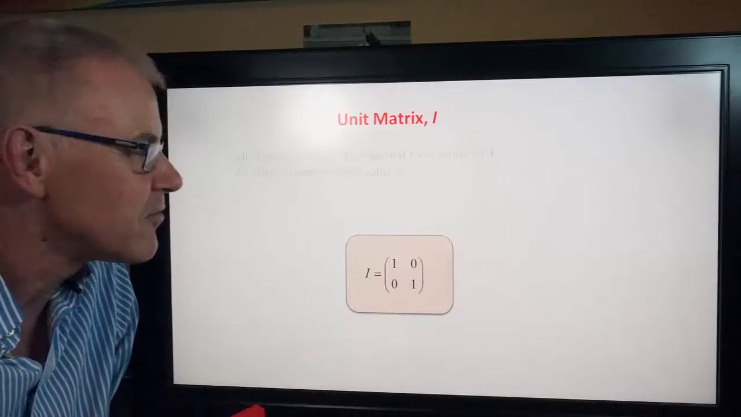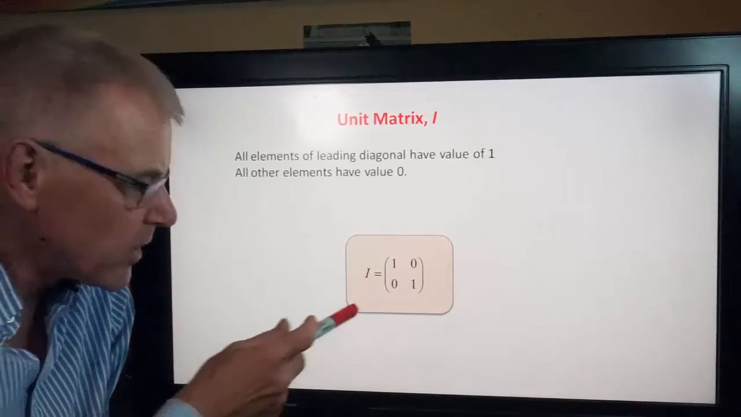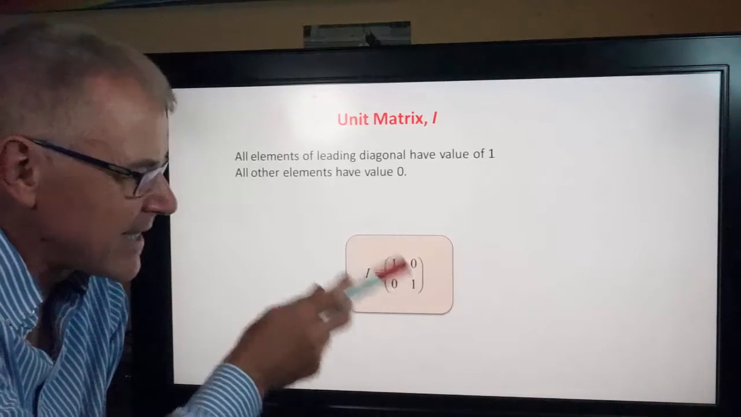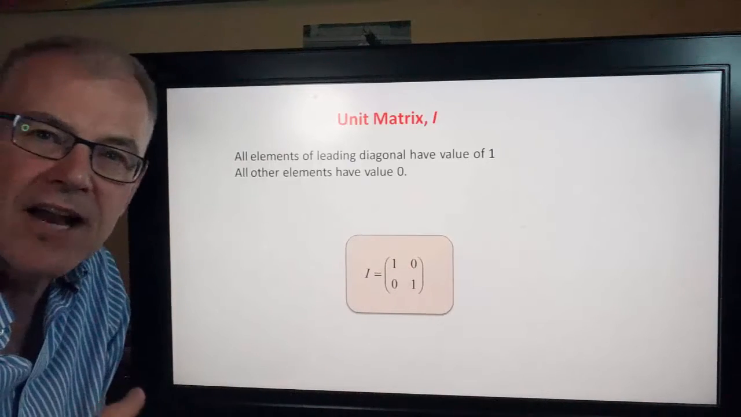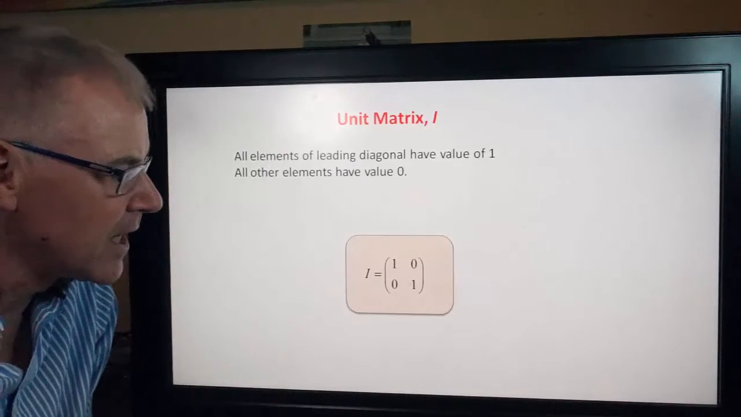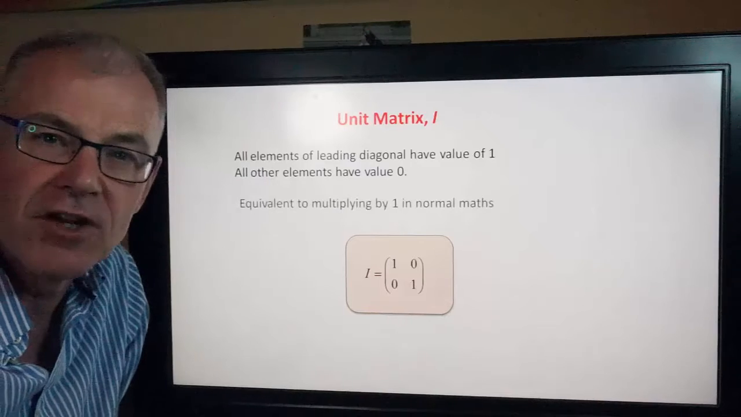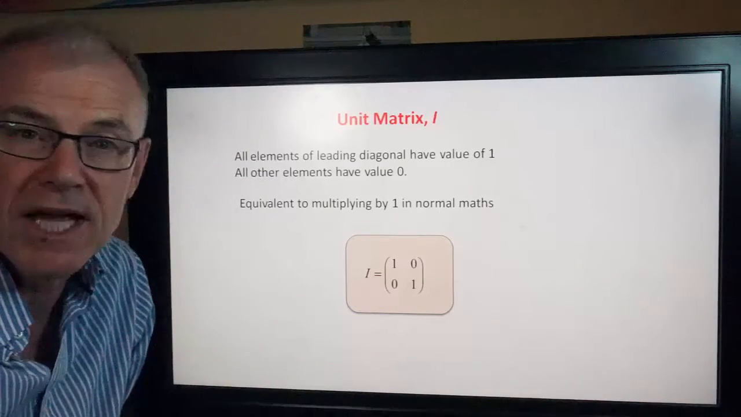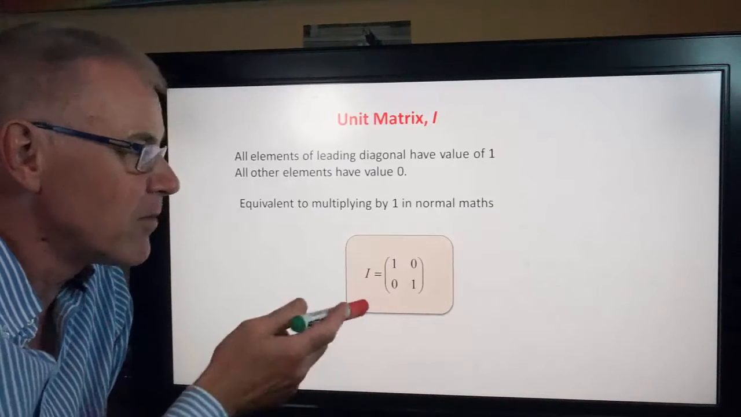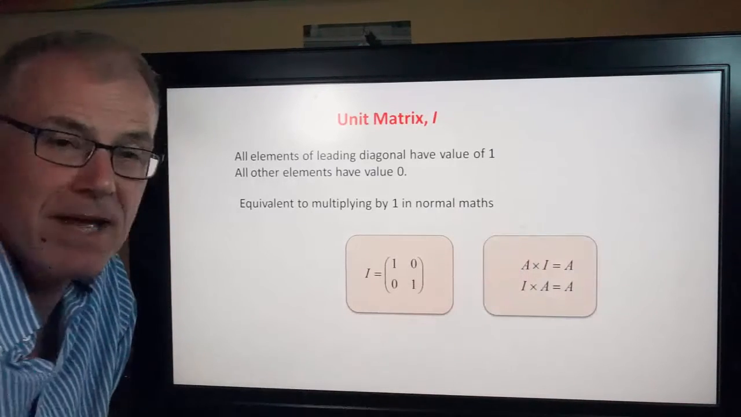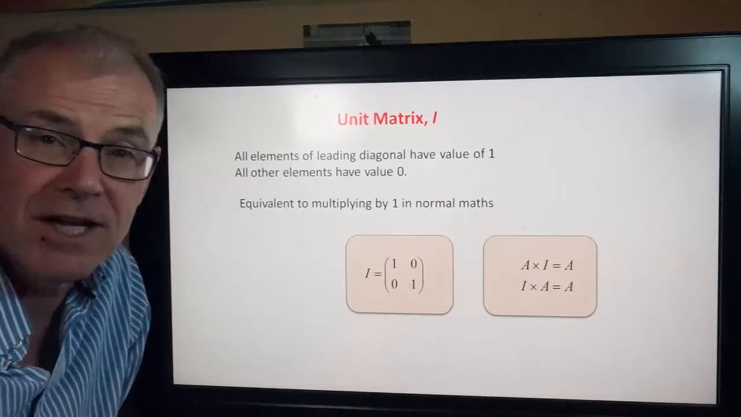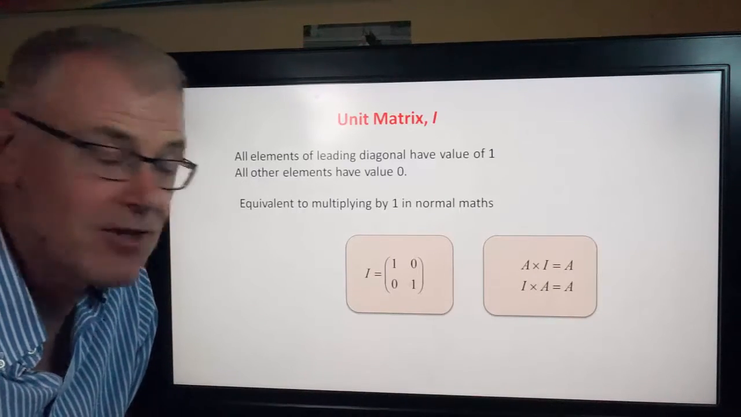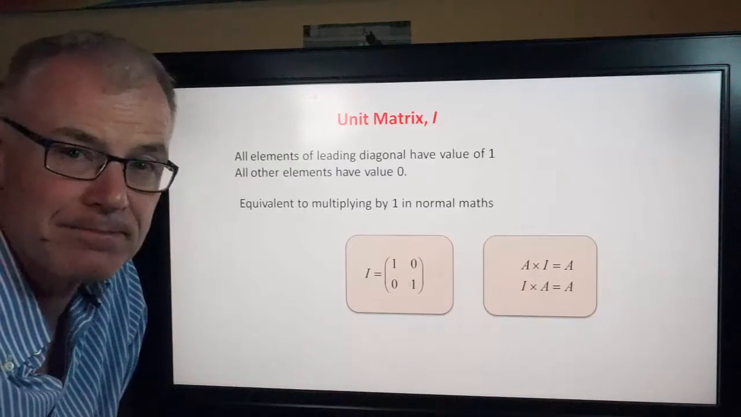Well, the unit matrix is defined as the matrix with all its major or leading diagonals set to 1 and all other elements set to 0. And it's very similar to the number 1 in normal maths. When we multiply any number by 1, we get the number back again. Well, when we multiply any matrix by the unit matrix, or if we multiply the unit matrix by any matrix, we get the matrix back again.